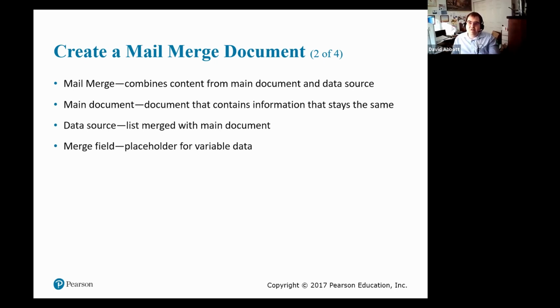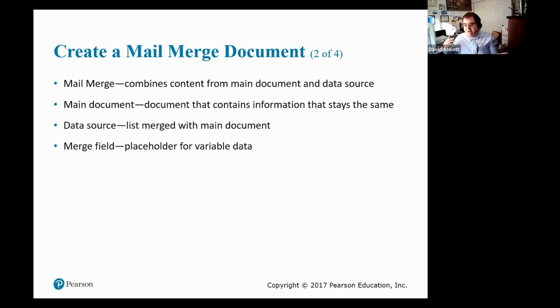So mail merge combines content from the main document and a data source. That data source could be a database, it could be a spreadsheet, it could be a CSV file, could be anything. If you're working at a big company, you might even have a database that you use for all of the functions in your company. You could connect to that through Word and then pull information from it, names, addresses, whatever.